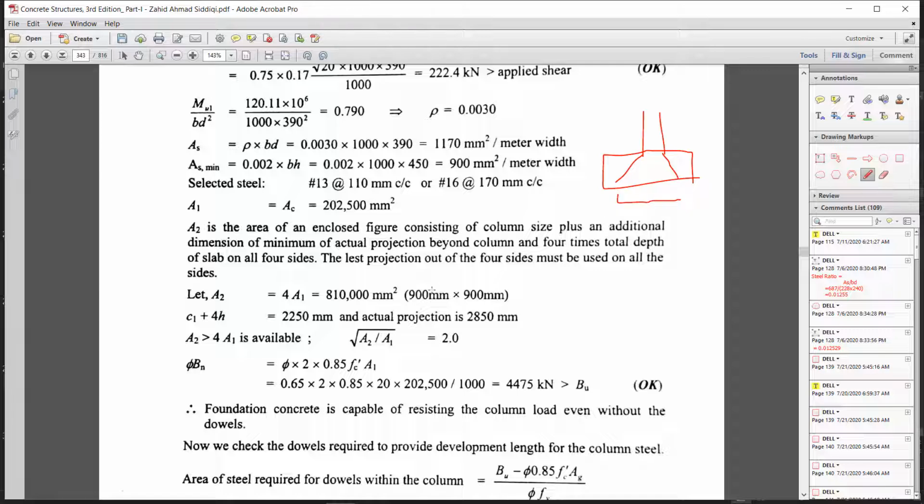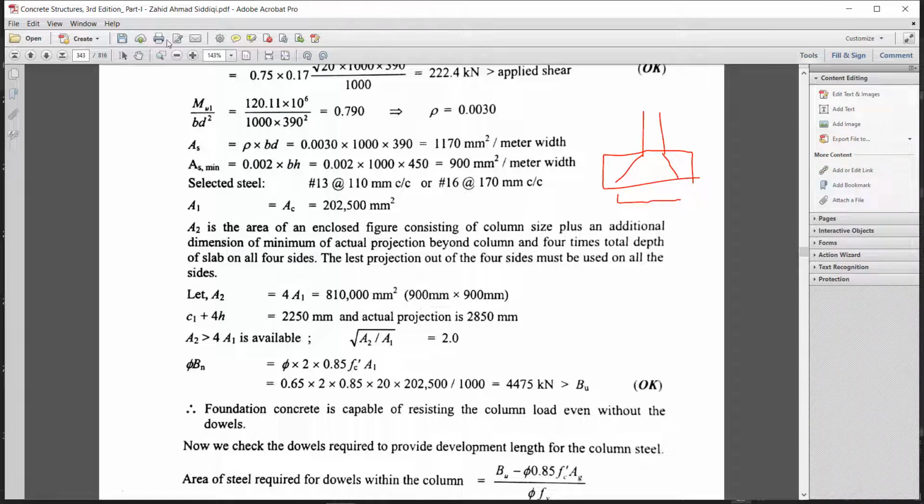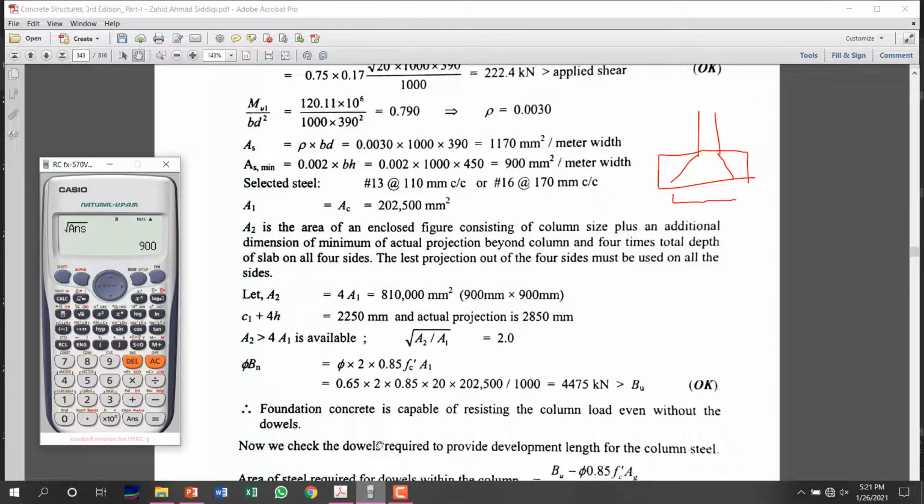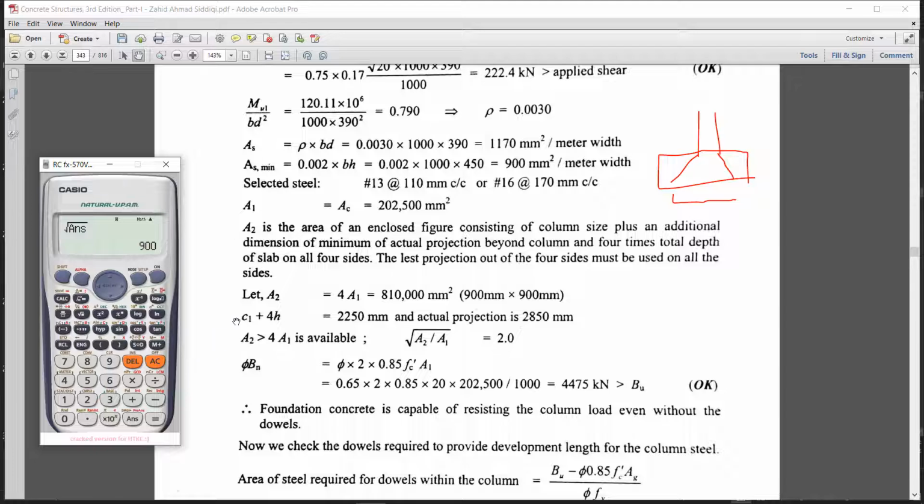Okay, dimension. So that will be C1 plus 4H, where H is the depth of the footing. I will again take the calculator. So you can see C1, that is 450, plus 4 times 450.